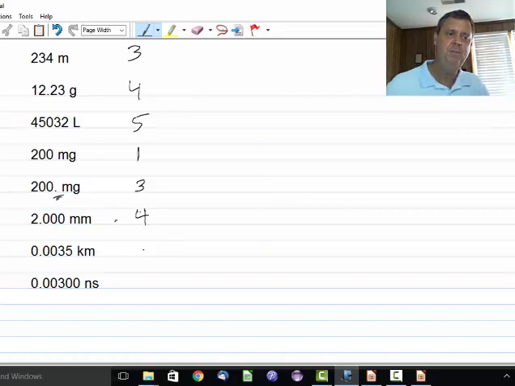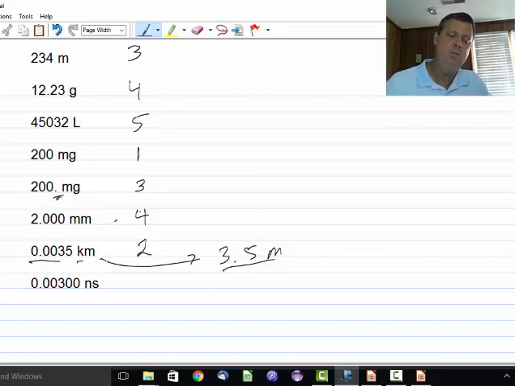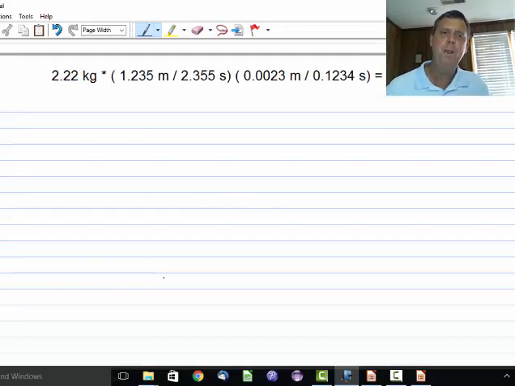This has 4 sig figs because we have trailing zeros. With 0.0035 kilometers, we have leading zeros. Now this only has 2 sig figs. In fact, I could rewrite this number as 3.5 meters, which makes it easier to see why we have 2 sig figs here. So the leading zeros really depend on the prefix for our units. That's why they don't account for our significant figures. 300 nanoseconds has 3 sig figs, so pretty basic.